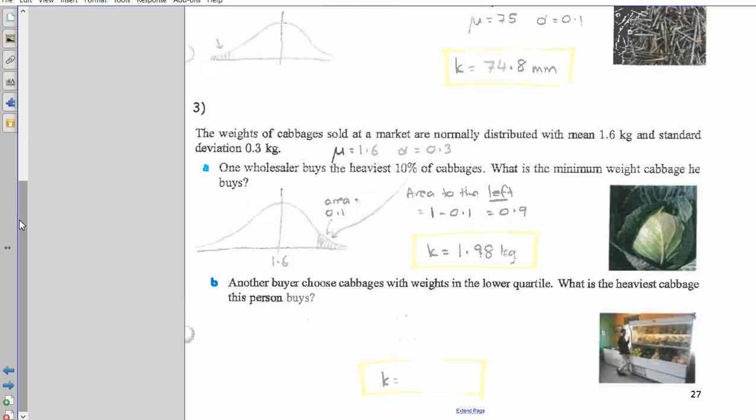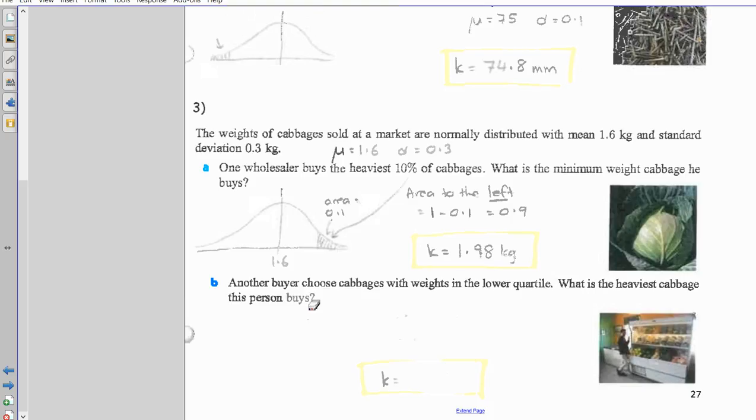And again, another person chooses cabbages with weights in the lower quartile. Trying to think back to statistics, lower quartiles, upper quartiles, interquartile ranges, that kind of thing. What is the heaviest cabbage this person buys?